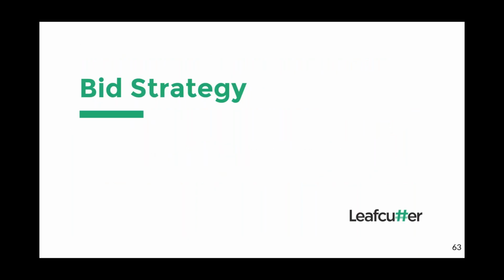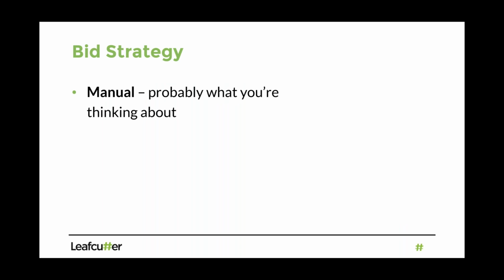All right, so the third lever is the bid strategy. And this is where we can play around with how much we're going to pay per click. With Google Ads, you're probably thinking, oh yeah, I choose how much I pay. That's what we call a manual cost per click, manual bid strategy. And no doubt, if you've used Google Ads previously, that's probably what you have experience with.